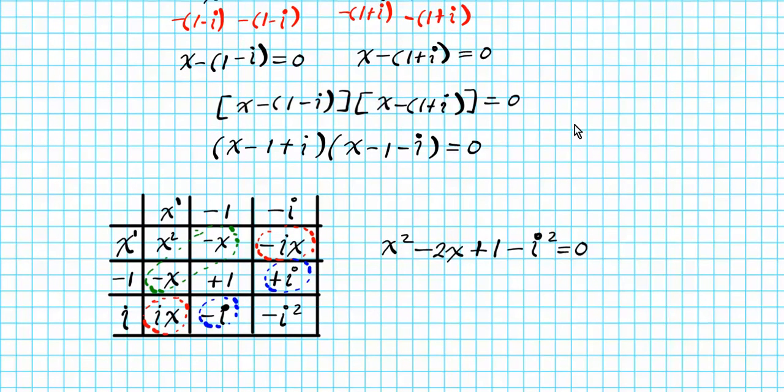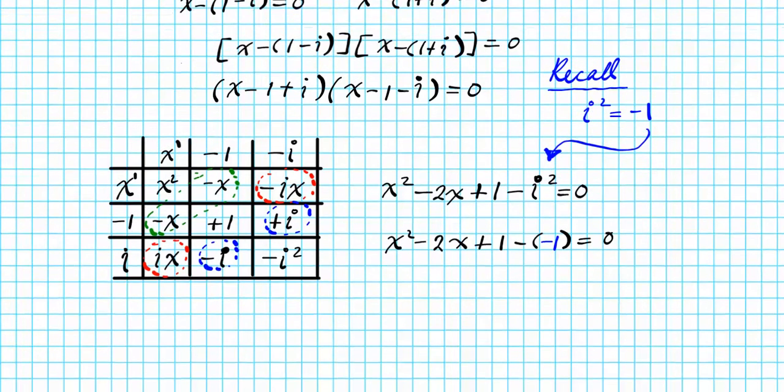Now, do you remember what i squared equals? You want to remember how i came about. i squared is equal to -1 because i is the square root of -1, so i squared is equal to -1. Okay, so we're going to make a substitution there. We're going to take away i squared and replace it with -1. So we have x squared minus 2x plus 1 minus, instead of i squared, we're going to put -1, okay? Because that's what i squared is.